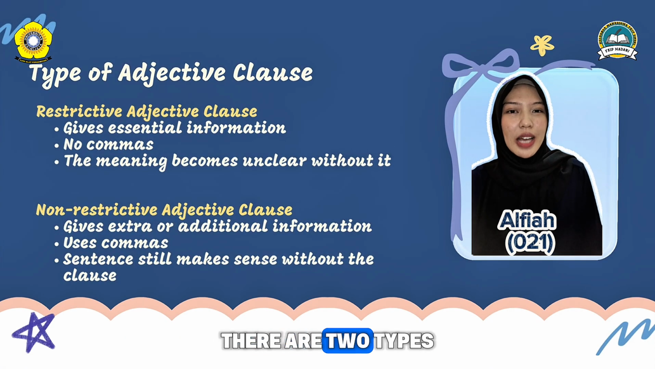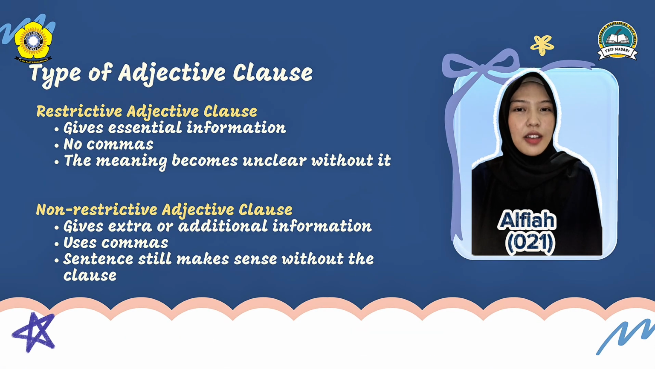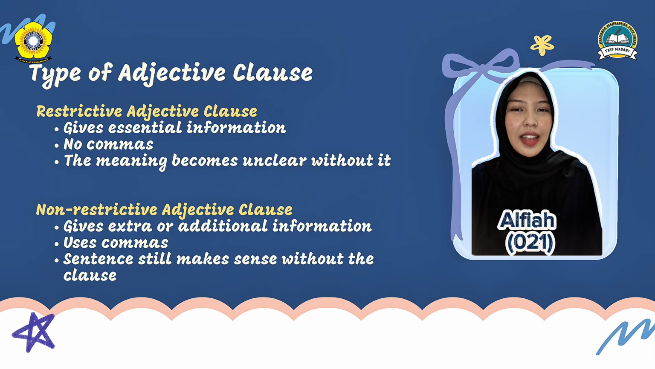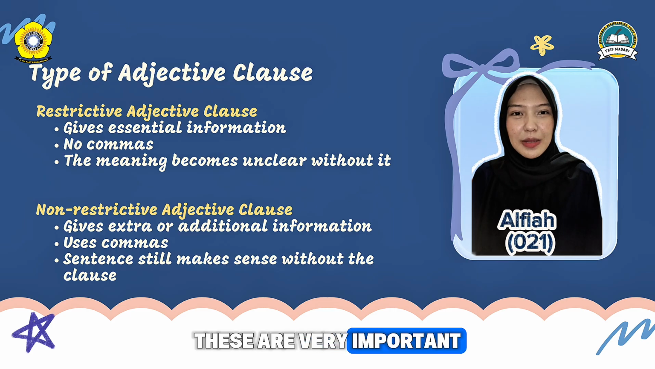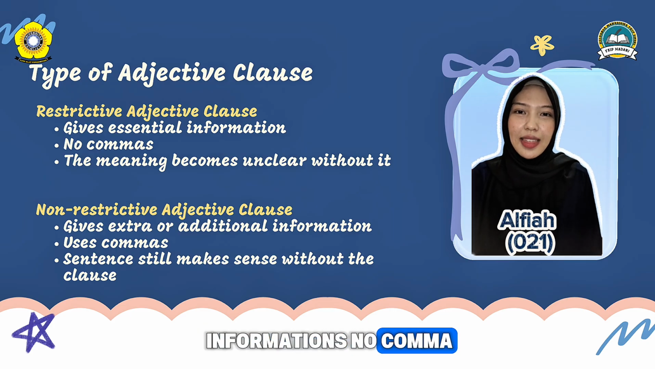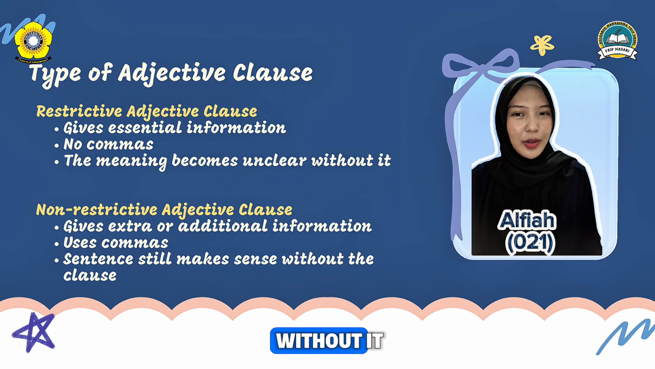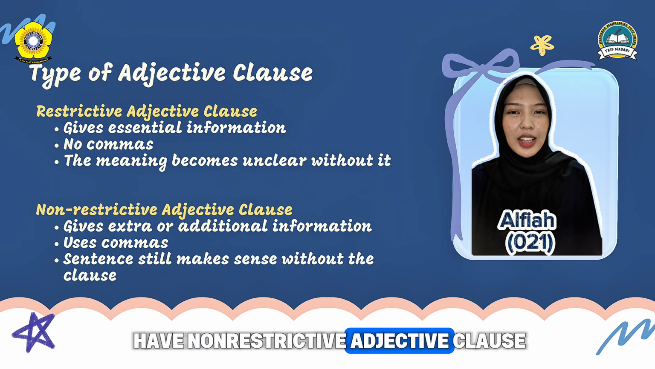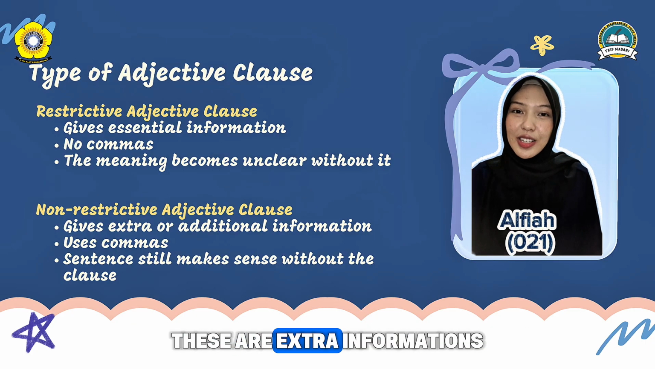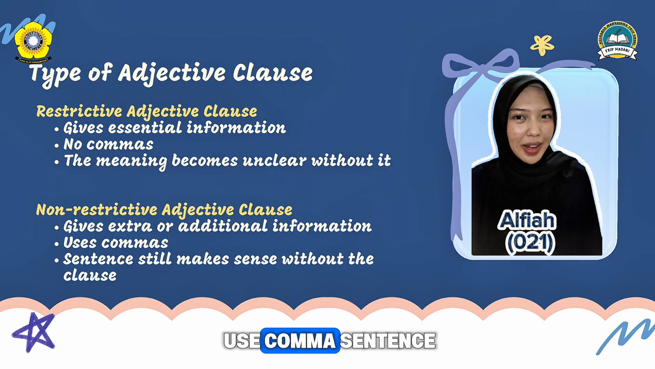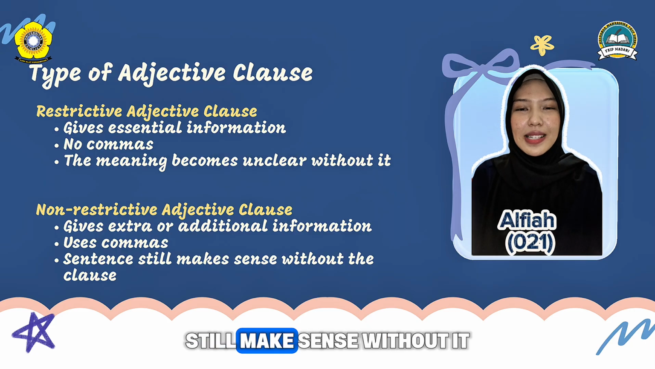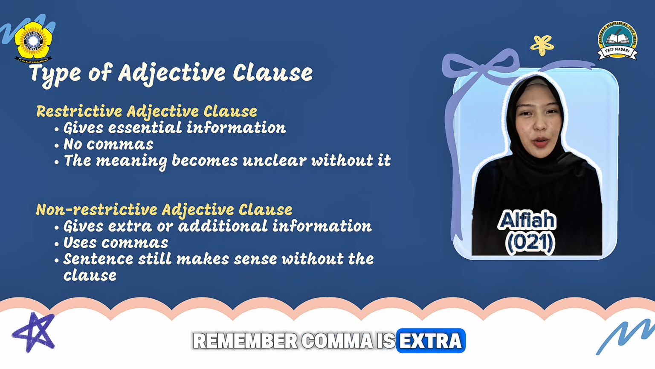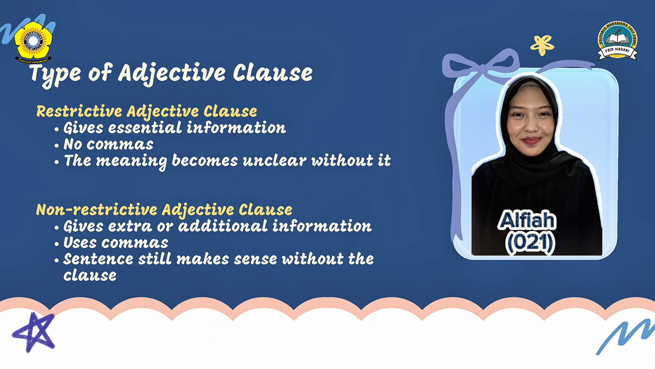There are two types of adjective clauses. First, we have restrictive adjective clauses. These are very important information, no comma, and the meaning becomes unclear without it. And the second, we have non-restrictive adjective clauses. These are extra information, use a comma, and the sentence still makes sense without it. Remember, a comma is extra or bonus information.